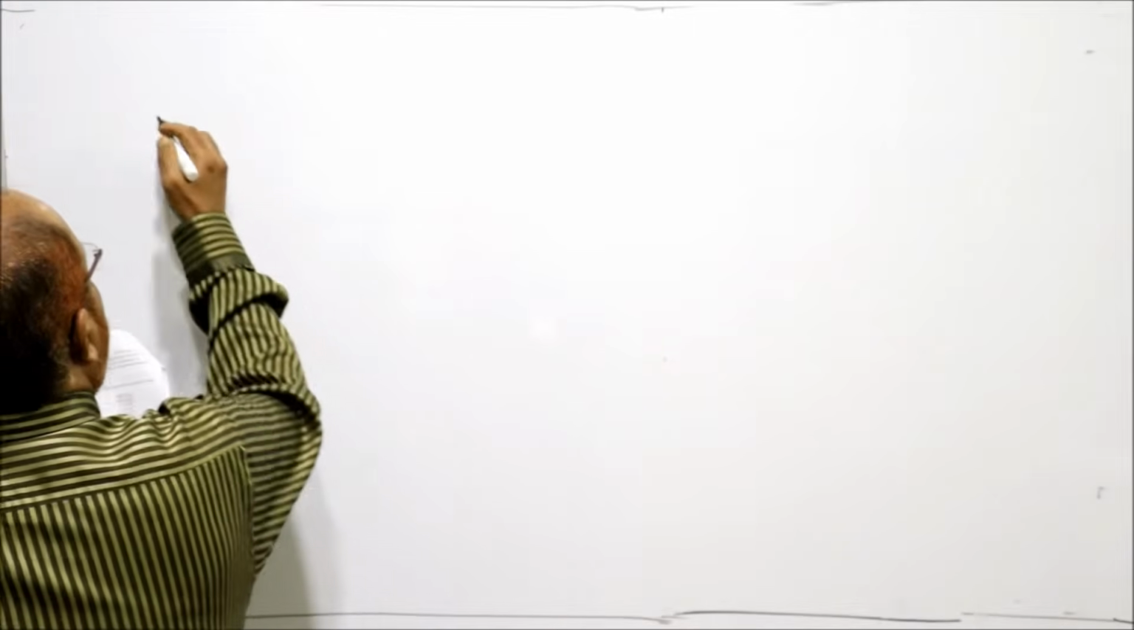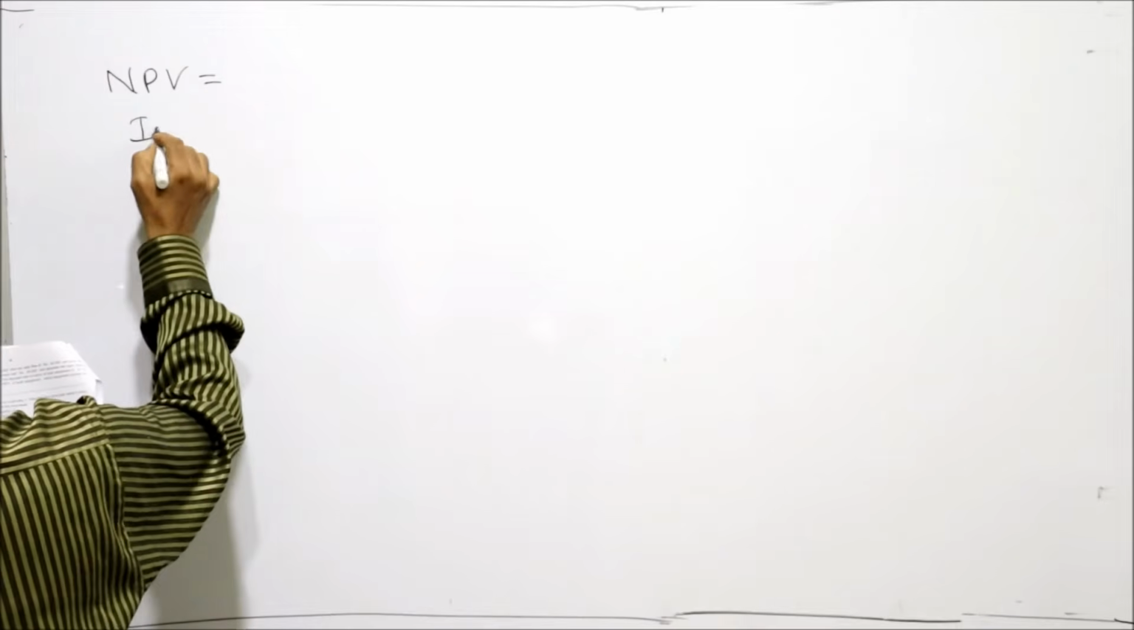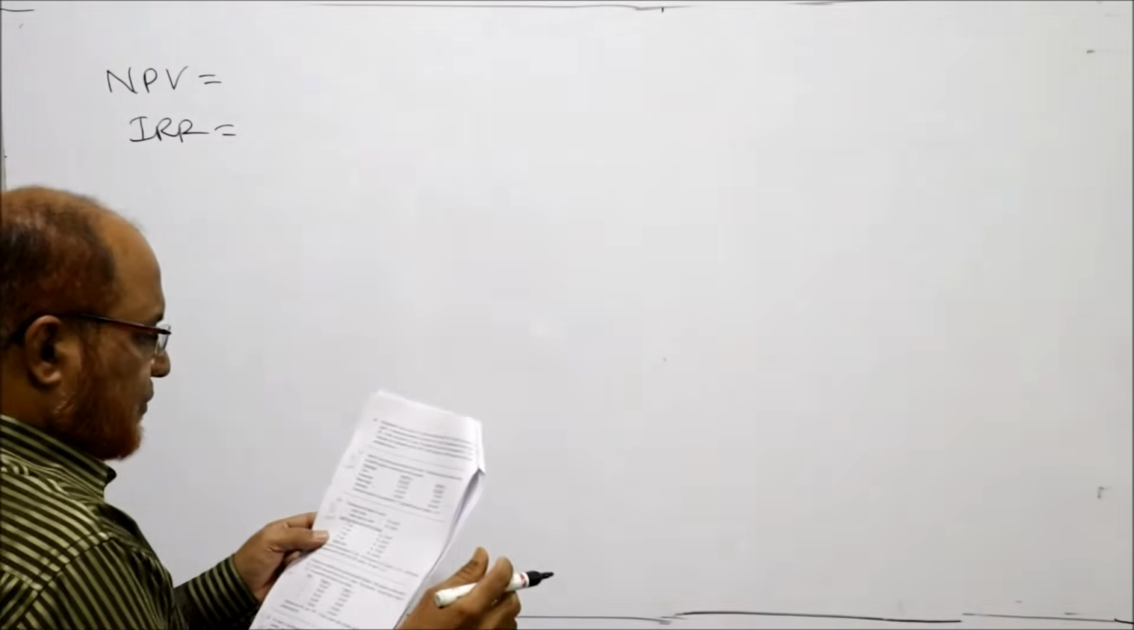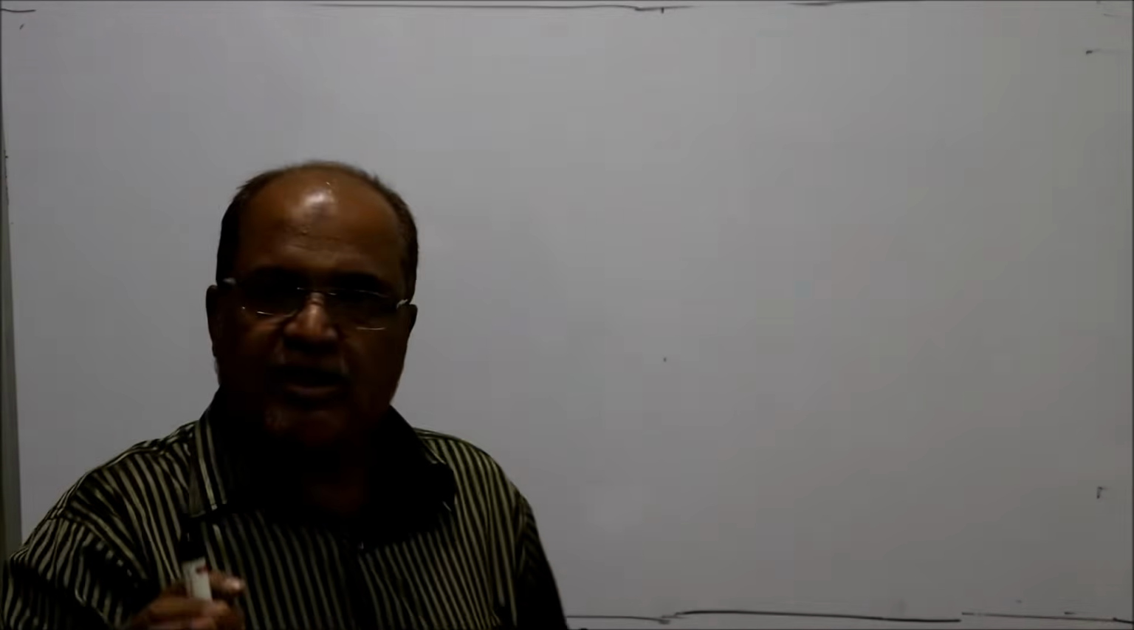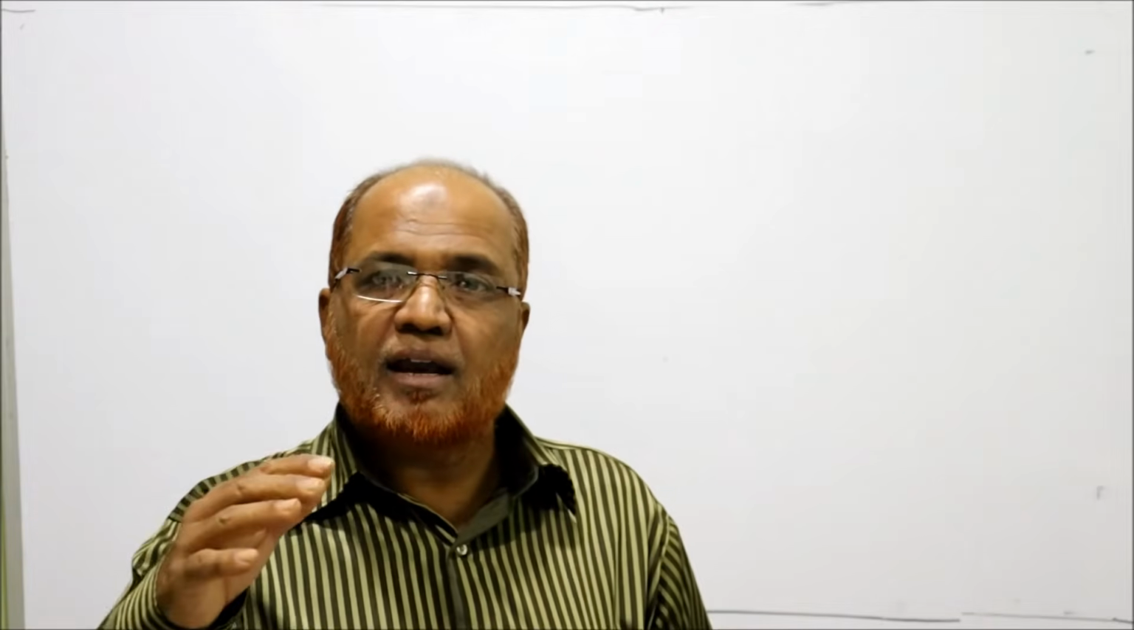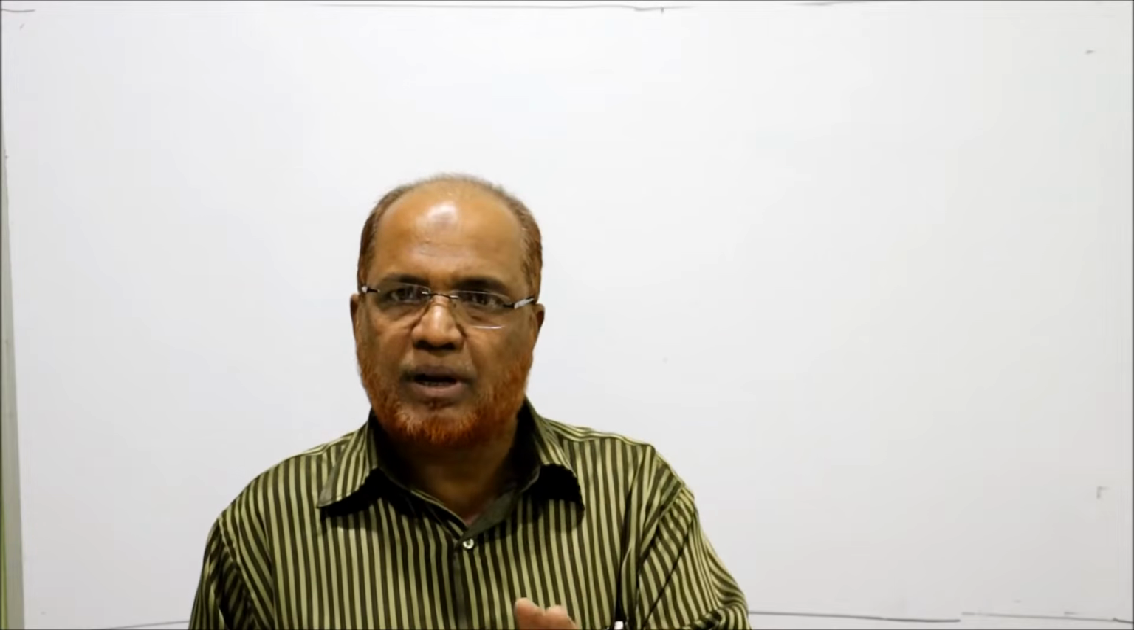So NPV is equal to, IRR is equal to, just now we got something. By comparing this NPV and IRR, we can give the conclusion: this project is acceptable because NPV is positive. NPV is positive, 2,960 is the NPV, and IRR is more than the required rate of return. In the problem, the required rate of return is given as 10% and our IRR is more than 10%. So the conclusion of this problem is the project is acceptable because NPV is positive and IRR is more than the required rate of return.